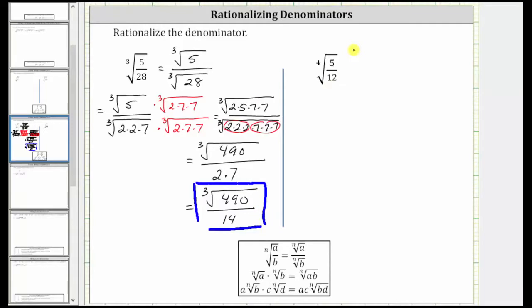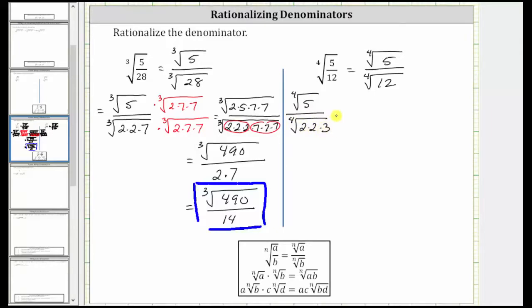Looking at our second example, the first step is to write the fourth root of the fraction as the fourth root of 5 divided by the fourth root of 12. The next step is to look at the prime factorization of 12. 12 is equal to 2 times 2 times 3. So let's write this as the fourth root of 5 divided by the fourth root of 2 times 2 times 3.